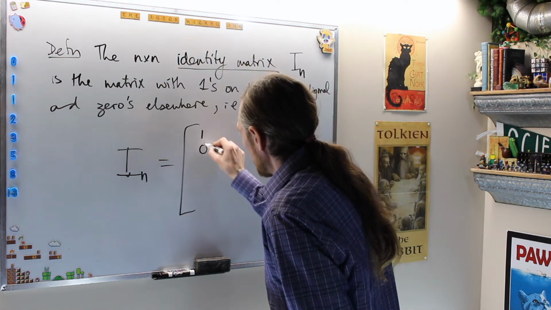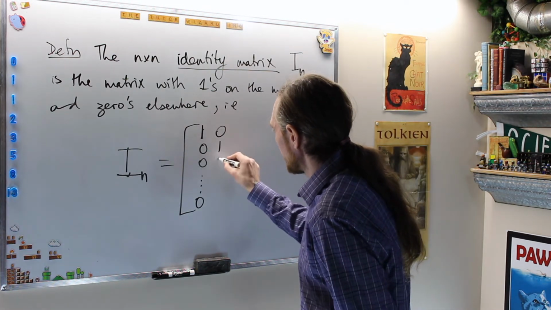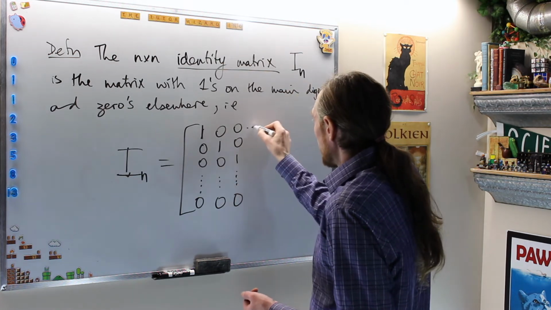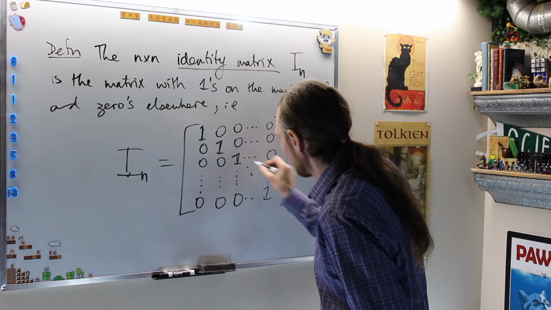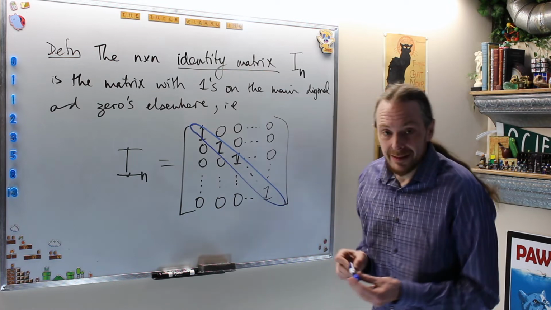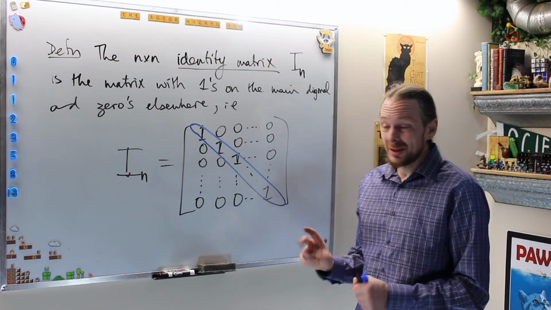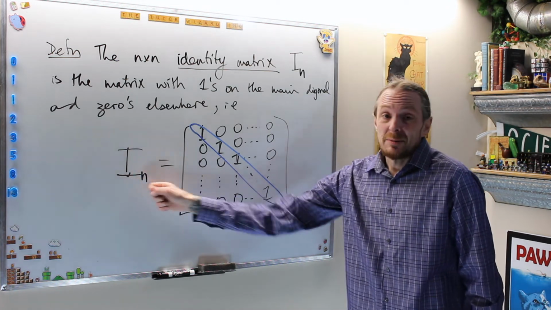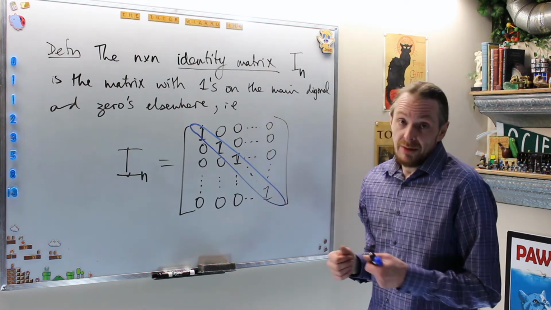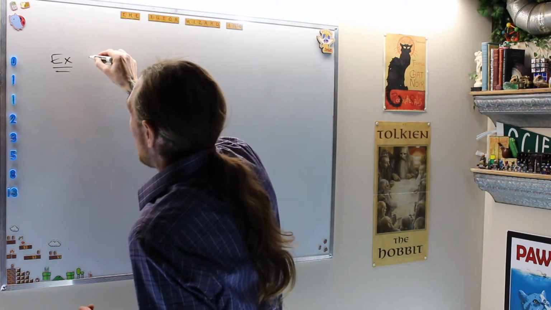I have 1, 0, 0, dot dot dot, 0, and then 0, 1, 0, dot dot dot, 0, and then 0, 0, 1, dot dot dot, 0. Ones on the main diagonal is what it's saying, and then zeros elsewhere. This is the main diagonal, and so this is the identity matrix. What do we want to have happen with that? Which is exactly what the next theorem is going to say. If I multiply this matrix by any other n by n matrix, it leaves the matrix alone. Before we do that, just so that you can see, we have one in every dimension.